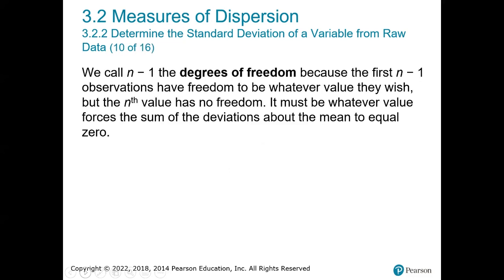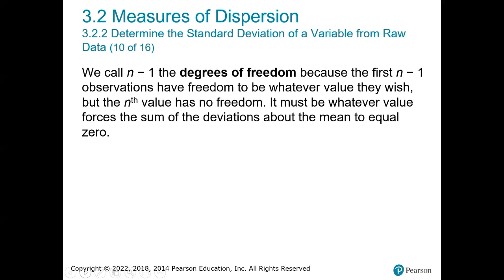Okay, but why do we have this n minus one piece? Why is it different when I have a sample versus a population? Okay, so we call n minus one the degrees of freedom because the first n minus one observations have freedom to be whatever value they wish, but the nth value has no freedom. It must be whatever value forces the sum of the deviations about the mean to equal zero.